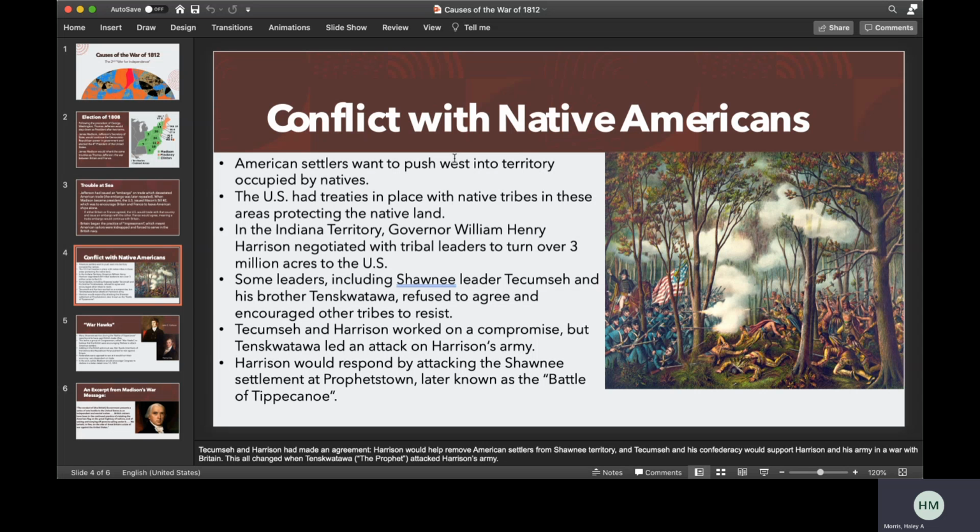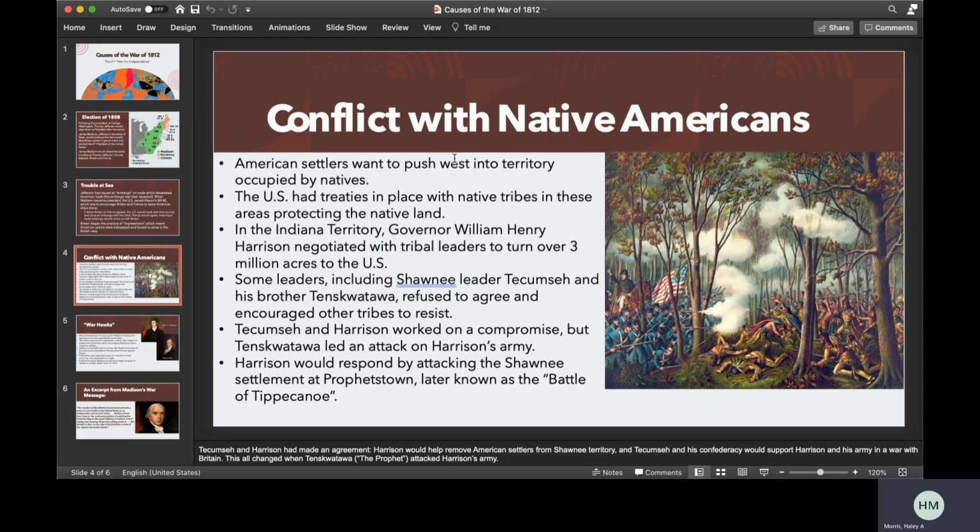At the same time, there are conflicts with the Native Americans going on. Jefferson had recently acquired the Louisiana Territory, and you also start to see movement in toward the Indiana Territory, for example. And so American settlers want to push west into the territory occupied by natives. The U.S. had treaties in place with native tribes in these areas protecting the native land.